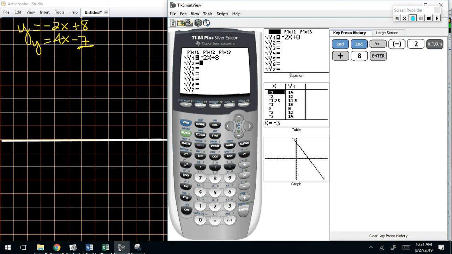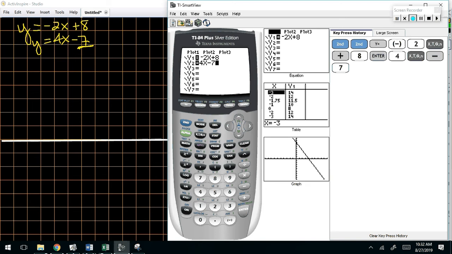You should have some type of variable button on there. It has the X. Depending on the mode that your calculator's in is what variable it pulls. And then, at the same time, we want to graph the second equation, which is going to be 4x minus 7.